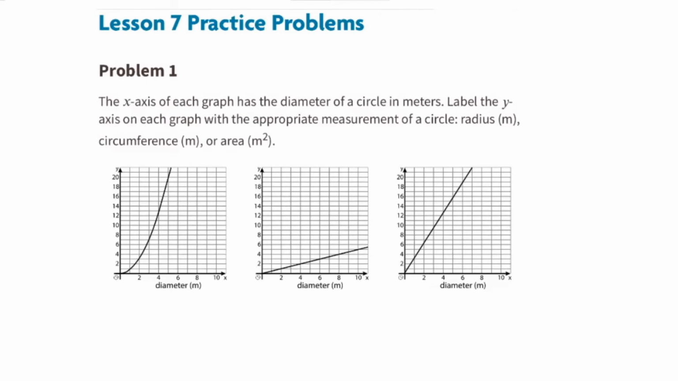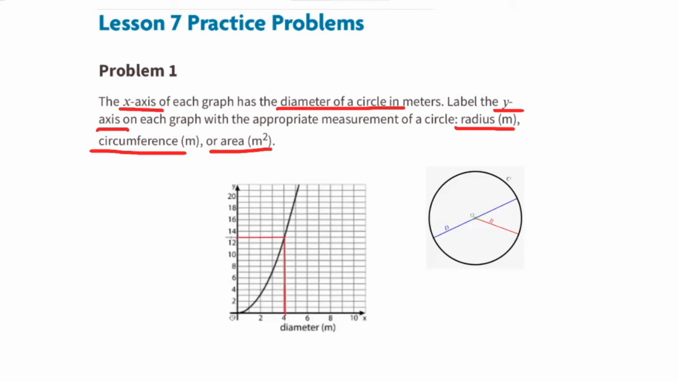Open Up Resources Illustrative Mathematics, Unit 3, Lesson 7, Exploring the Area of a Circle. Problem number 1. The x-axis of each graph has the diameter of a circle in meters. Label the y-axis on each graph with the appropriate measurement of a circle, radius in meters, circumference in meters, or area in meters squared.